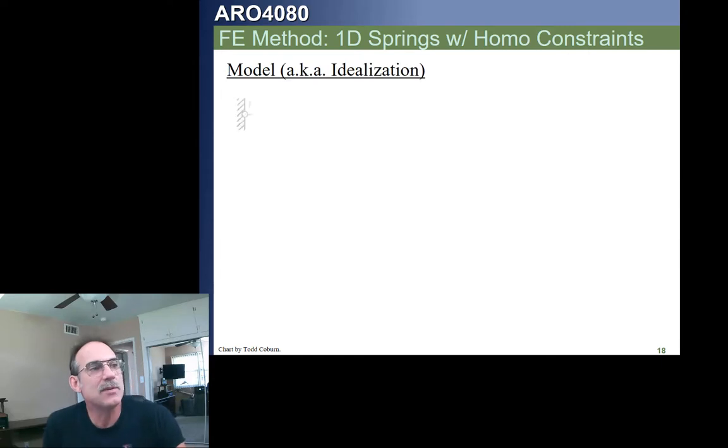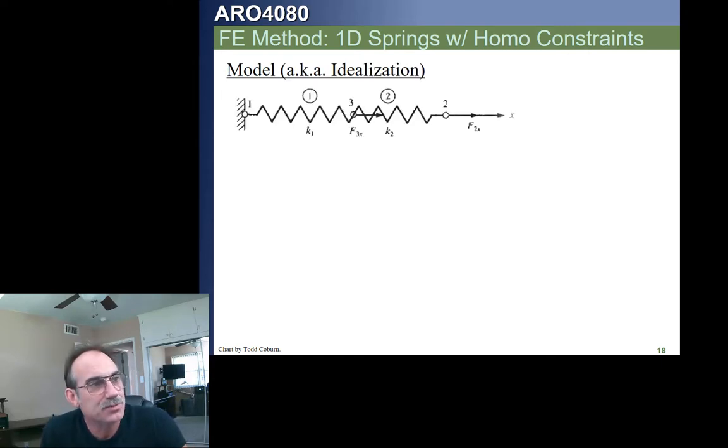All right. So let's say we have this little model here. It looks like we have two springs. Spring 1 goes from 1 to 3. Spring 2 goes from 3 to 2. It's element 1, element 2. Goes from 1 to 3, 3 to 2. We've got K1, K2. We've got a constraint where it looks like we're fixed at point 1. We have an external force at node 3, it looks like, and we have an external force at node 2.